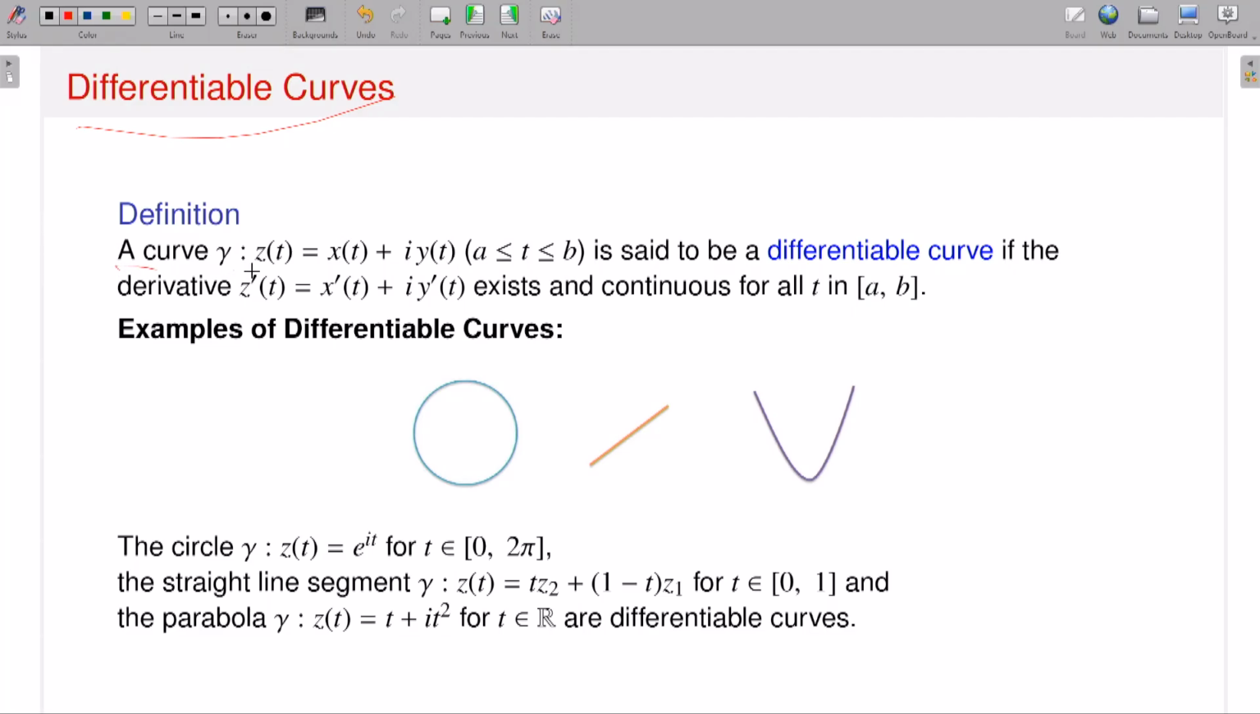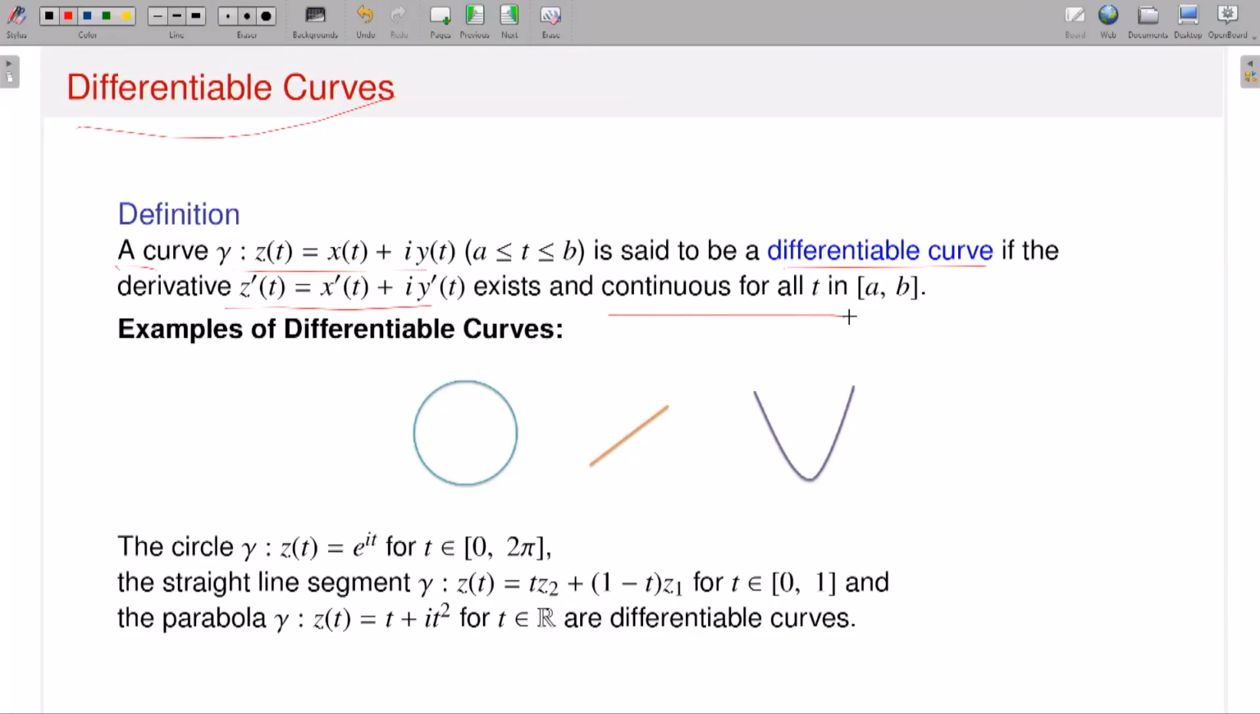So a curve gamma, of course this is the parameterization, gamma(t) which is z(t), which is x(t) plus i y(t), or (x(t), y(t)), is said to be a differentiable curve if the derivative exists. That means if my functions x and y are differentiable, or my function z(t) or gamma(t), whatever it is, it should be differentiable, that means the derivative should exist. Not only that, I demand that it should also be continuous. So a map from the closed interval [a, b] to the complex plane, if my map is differentiable and the derivative is continuous, then that kind of curve is called a differentiable curve.